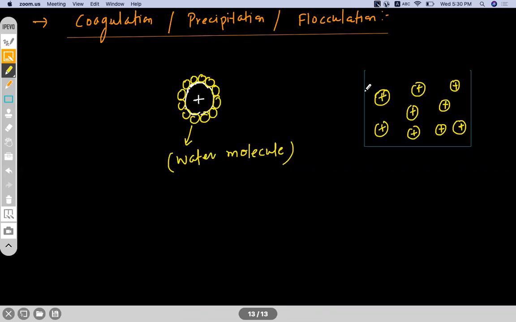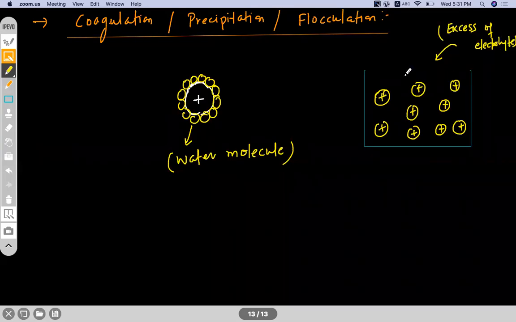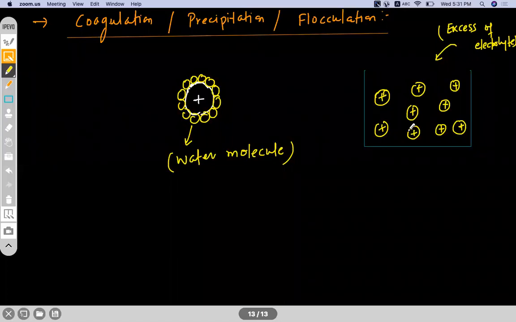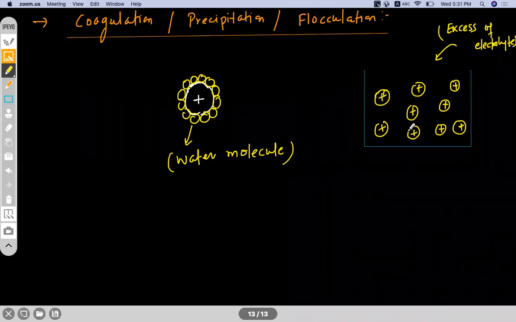So how do we do it? One way is we add excess of electrolyte here. That is what I was talking about, that we must have a requisite amount of electrolyte present. If you have excess of this, then the negative part of the electrolyte will neutralize this and then coagulation takes place. So one way is excess of electrolyte you add. Another way, you boil it. Another way, electrophoresis. Another way is persistent dialysis. So there are many different ways. I'll tell you two, three points we have.